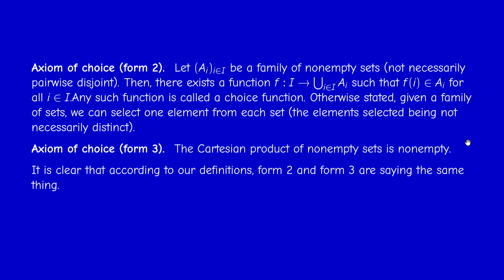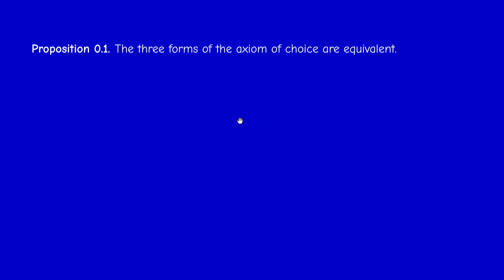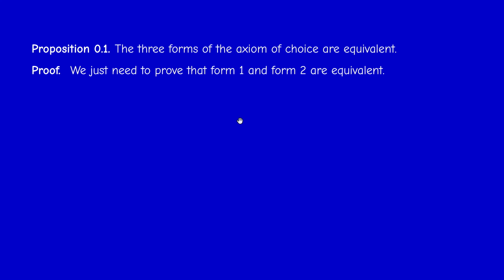So now, what is the relation between form 1 and form 2? Form 2 and form 3 are, of course, equivalent, but it's not very clear that form 1 and form 2 are equivalent. Because in form 1, we assume that the collection is pairwise disjoint, whereas in form 2, we are not assuming this. So there's something to prove here. And this is the first result: the three forms of the axiom of choice are equivalent. As we said, form 2 and form 3 are just the same thing expressed differently. So we just have to prove that form 1 implies form 2 and form 2 implies form 1.